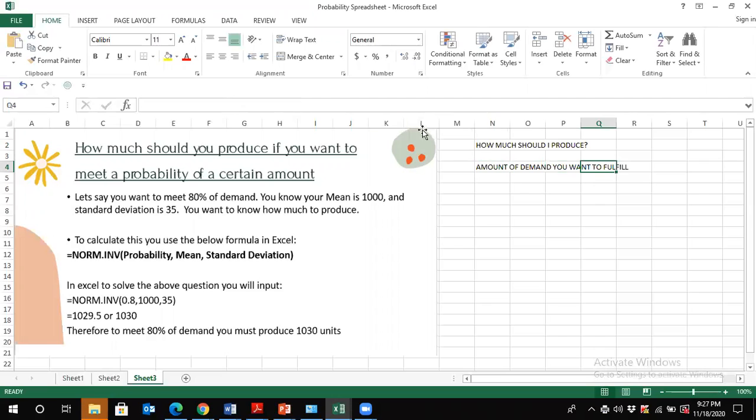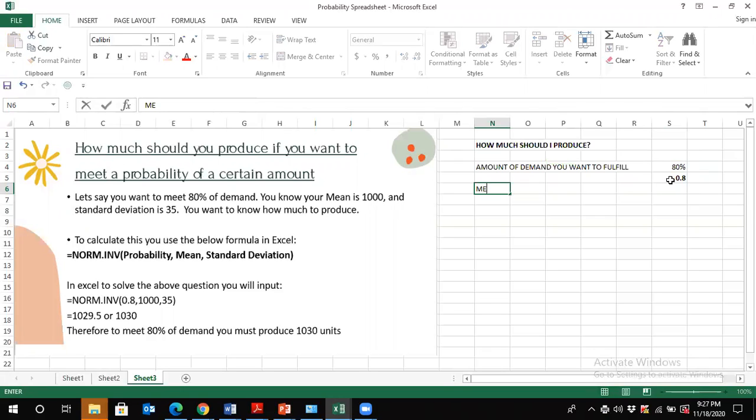So in the question, it says they want to fulfill 80%. In such questions, 80% is usually translated to 0.8. So when you're solving how much should I produce kind of questions, you take the 80% and you divide it by 100, and the value is going to be 0.8. Okay, so that's the first thing you're going to write out based on the question.